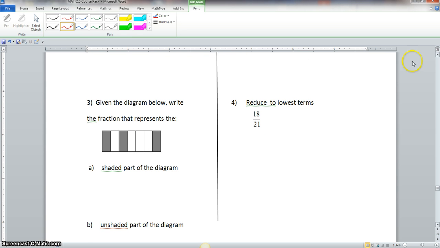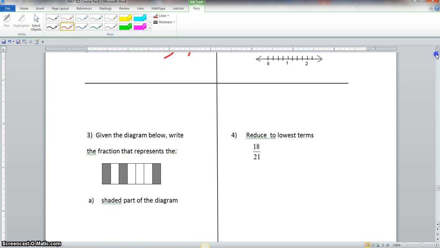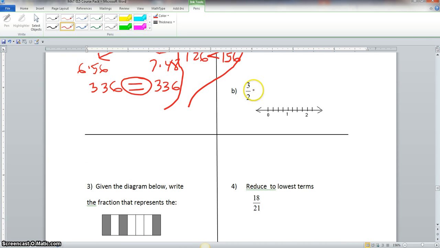B, I kind of skipped down there a little bit. B we have 3/2. Now we need to change this to a mixed number. To change this to a mixed number, we'll say 2 goes into 3 once, and we'll have a remainder of 1. So our whole number is 1. Our denominator will remain 2, and our numerator will be the remainder. So it's 1 and 1/2. So we know this falls in between 1 and 2.